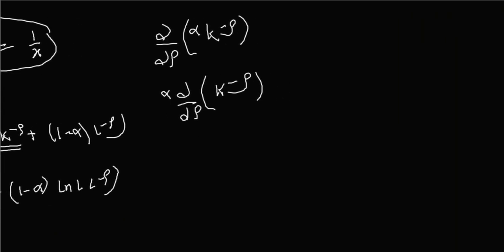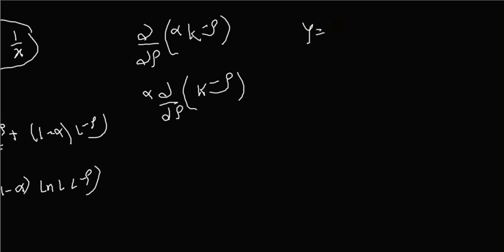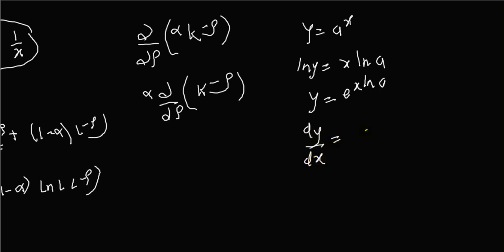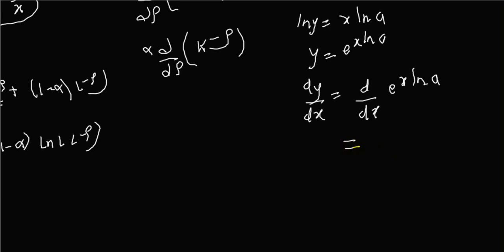So now here we must recall one formula, that is y equals e to the power x, and if we need to differentiate, then we need to take the log form, that is ln y equals x ln a. I have directly used the log property, and y equals e to the power x ln a. And now if I differentiate this with respect to x, then it will be dy by dx equals d by dx e to the power x ln a, and it will simply be x ln a e to the power x ln a.